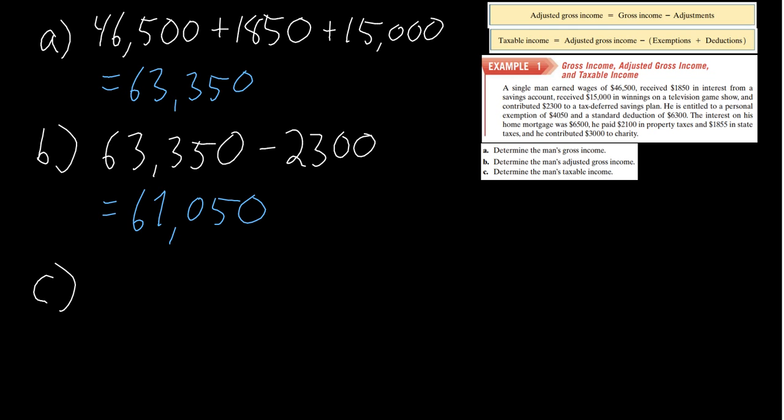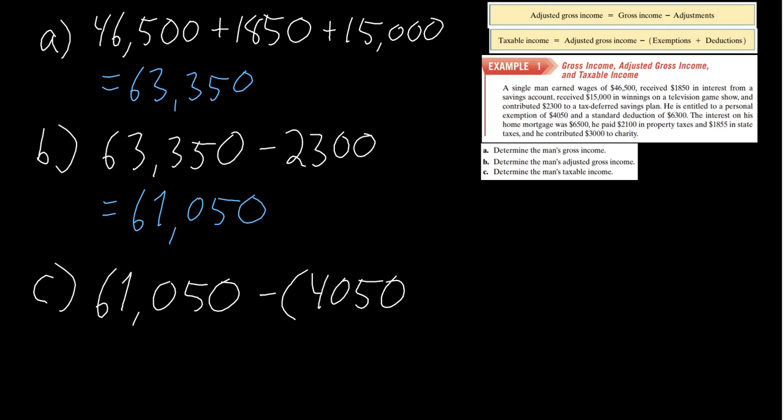Okay, and if I were a very lazy tax accountant, I would say, okay, so your adjusted gross income was $61,050. Again, I'm going to follow this equation here, and we're going to subtract your exemption, which is 4,050 because you are a single taxpayer. That's your exemption. And then plus your deduction. So we're just going to take the deduction that you are entitled to, which is 6,300.